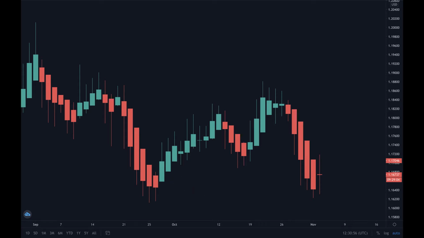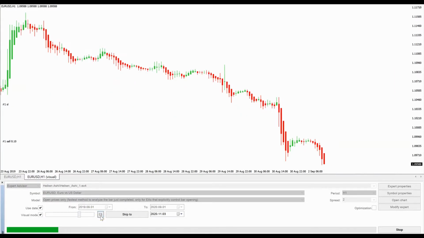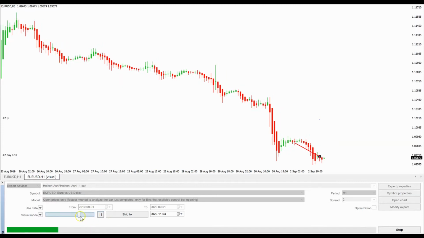Let's write the codes and see how this strategy turns out. We try this EA on the Euro US dollar 1 hour chart with $1,000.